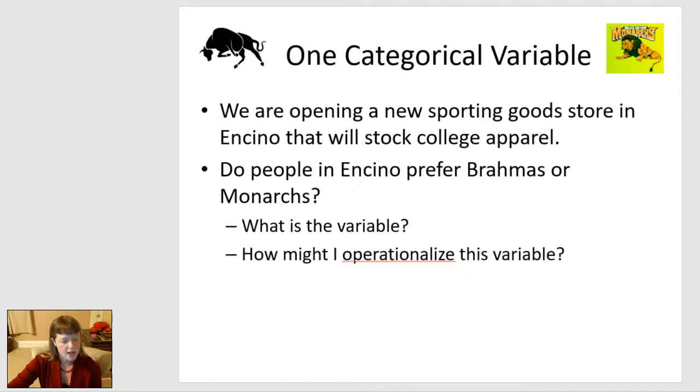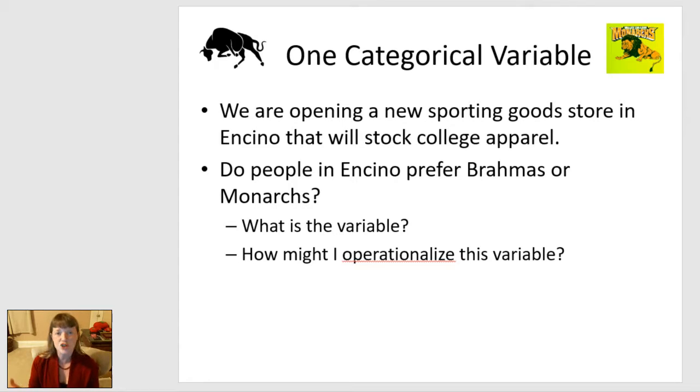And so let's look at an example. I'm opening up a new sporting goods store at Encino, and I'm trying to figure out how to stock college apparel. You may remember this example from very early on in the semester, but in that before, I asked people how much they liked the Brahmas. But now I'm changing my question. I'm changing my variable to give me qualitative or categorical data. And so now I'm asking people in Encino, do people prefer the Brahmas, the Pierce College Brahmas, or do people prefer the Valley College Monarchs?